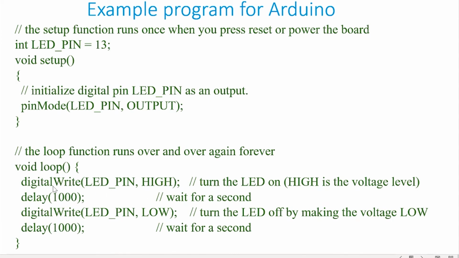Next is void loop. This is the syntax for making a particular pin of Arduino high or low. Here in LED pin we will specify the pin number which we want to control, and high or low represents the status of the pin. Then we are using the delay function to insert a delay of 1 second. Then after 1 second we are making digital pin 13 go low, that is turning off the LED. Then again inserting a delay of 1 second, and these 4 instructions will be executed until the board is turned off.